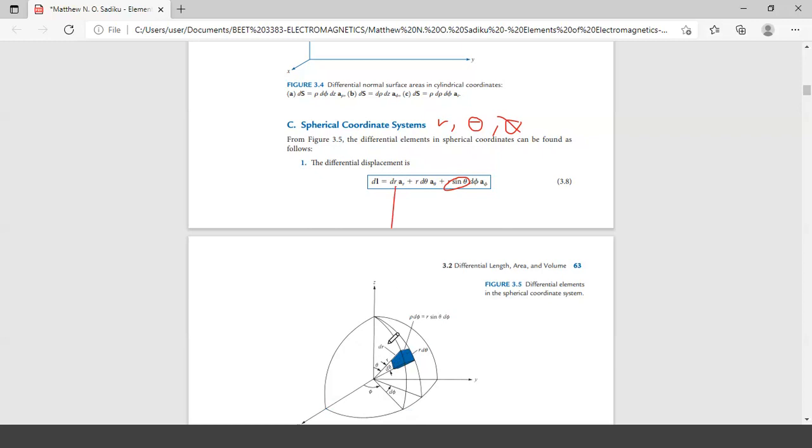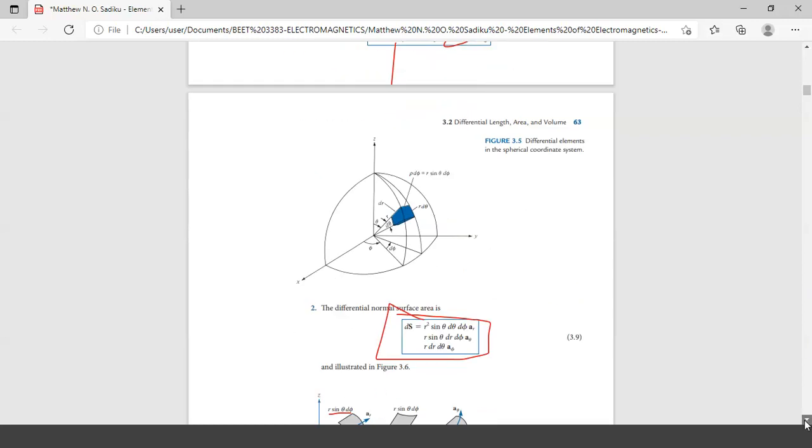So you can see that this is like this here. r dr with direction of r, r d theta with direction of theta, and r sin theta d phi with direction of phi. This is the line of spherical.